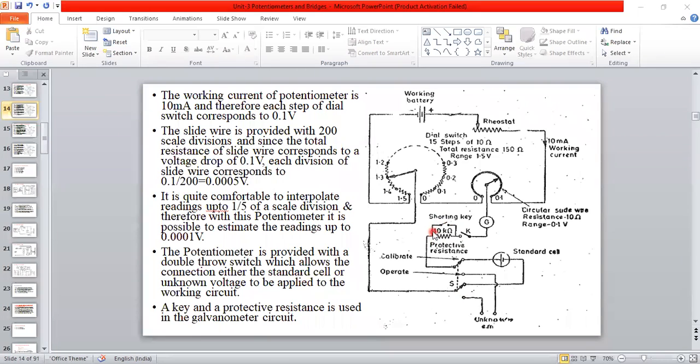If it is open, current will not flow here. All the current will flow through the 10 kilo ohm resistance only. After some time, or after setting the galvanometer, we can bypass the current through this one. 10 kilo ohm is the higher resistance, so all the current will be blocked there. So there is no resistance at all here, and all the current will flow through this one. Okay, so this is the construction of the Crompton type potentiometer.